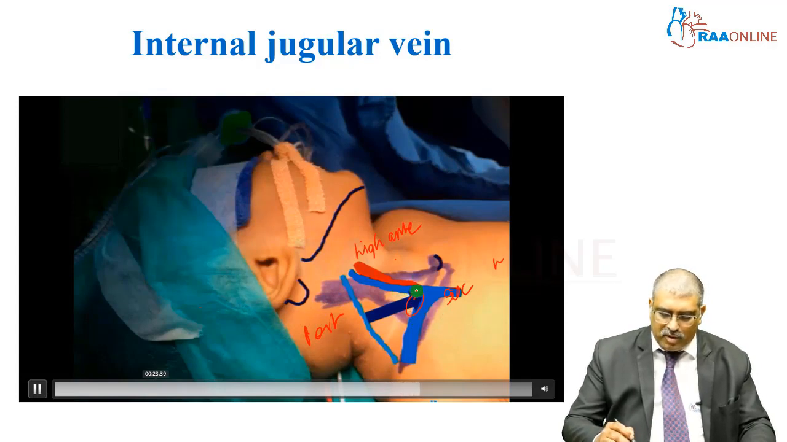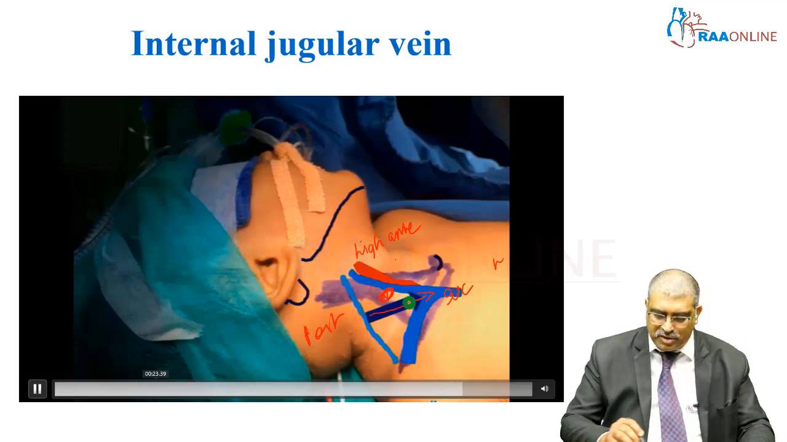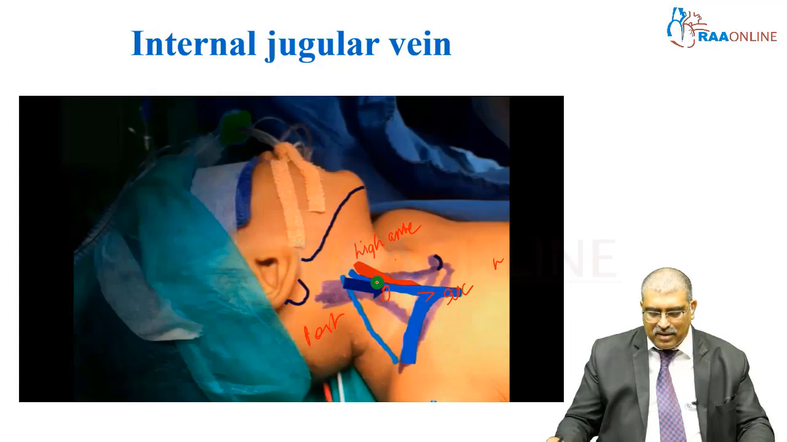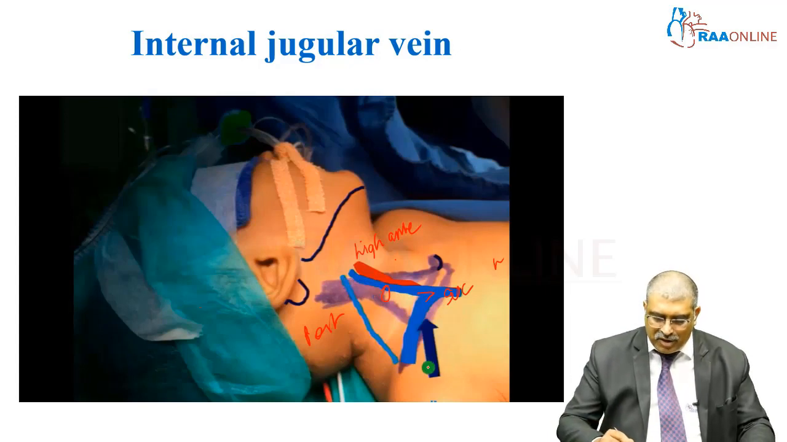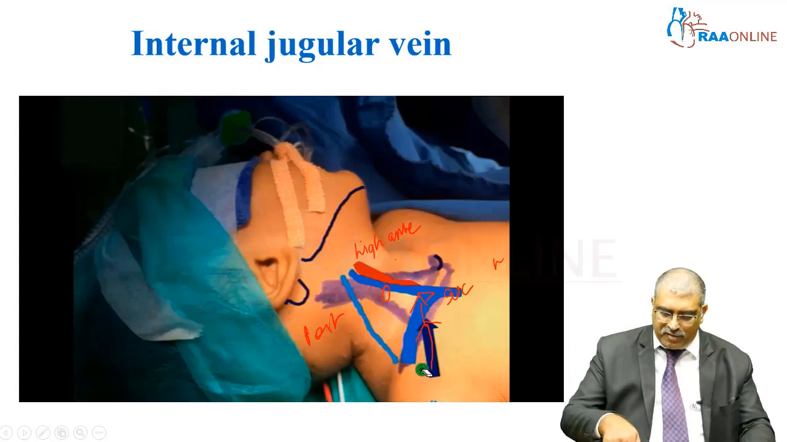The most common approach which you use is at the apex of the triangle. Here you go at the level of the sternal notch. You point towards the sternal notch, and this is the middle approach where you cannulate at the apex of the triangle. And finally you can have a subclavicular approach to the jugular vein or the subclavian. These are all the different approaches with the anatomy of the jugular vein.